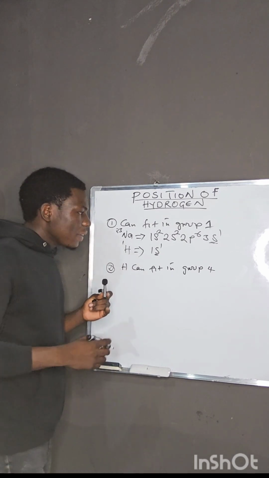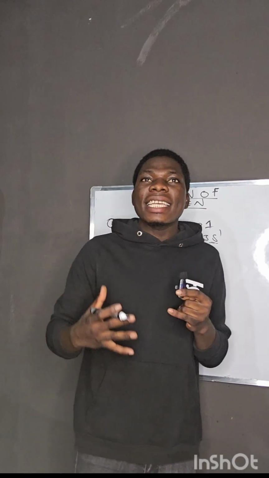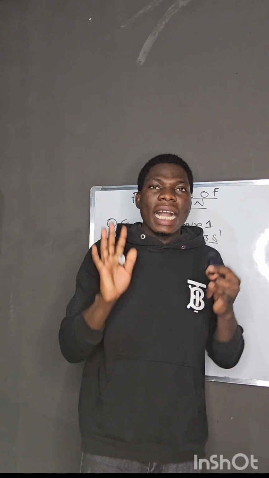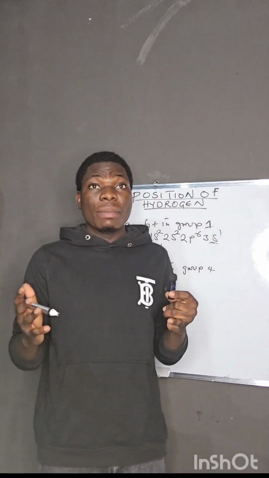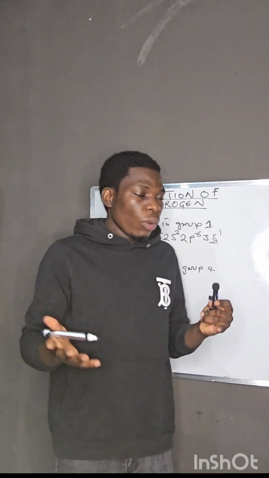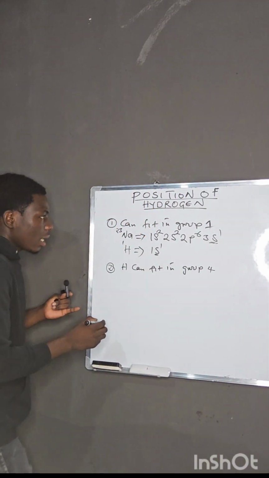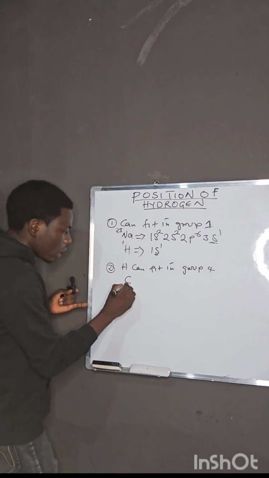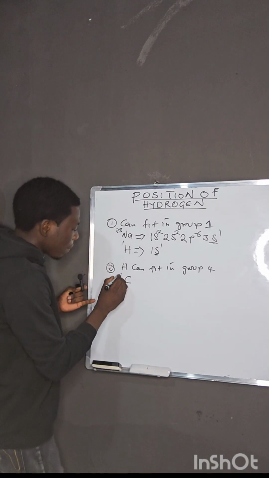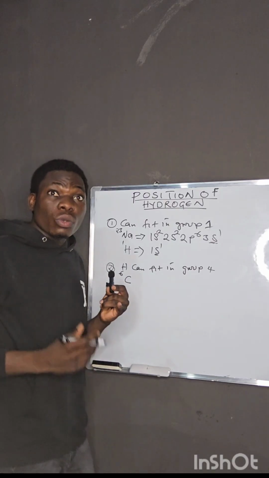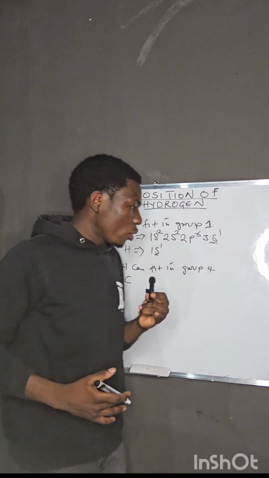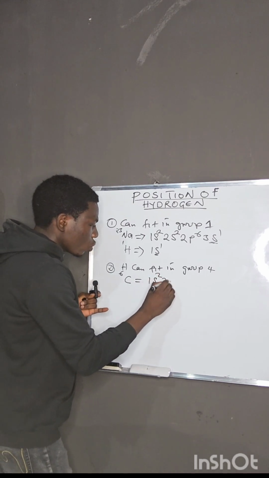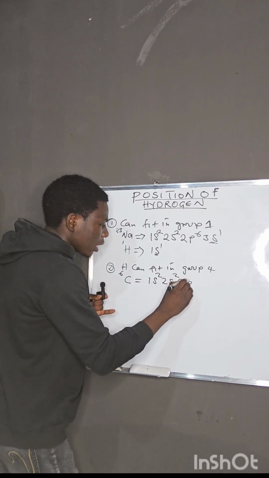Hydrogen can fit in group 4 because it has a shortfall of half the electrons it needs to become stable, just like those elements in group 4. What I'm saying is, let's pick an element from group 4. In this case, I'm going to pick carbon. We know that carbon has a proton number of 6, and if we write the electronic configuration of carbon, we are going to have 1s2, 2s2, and then 2p2.